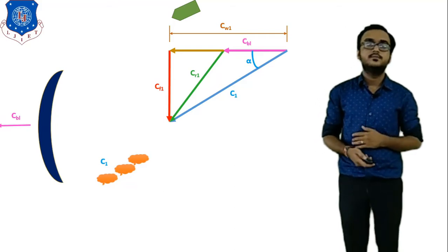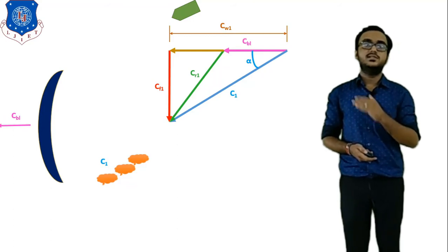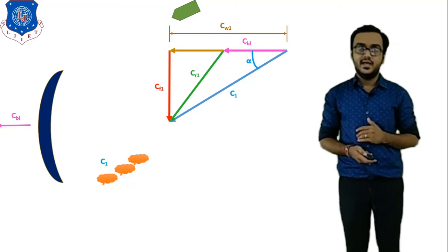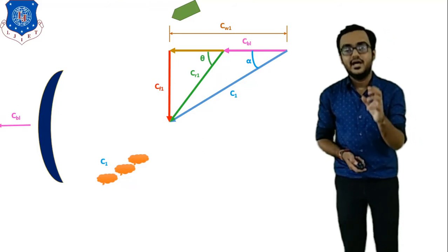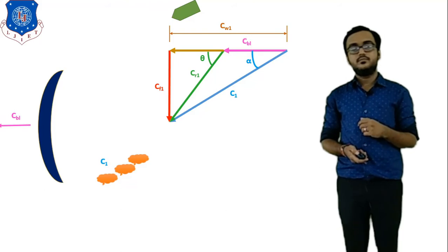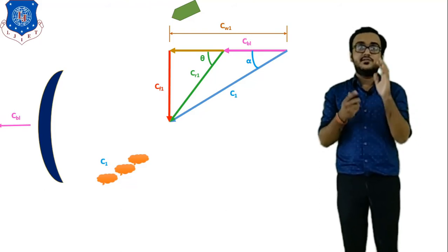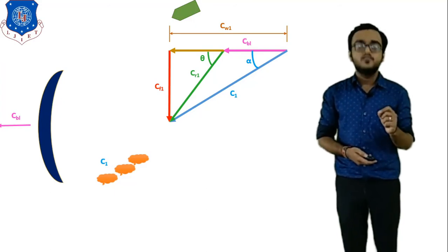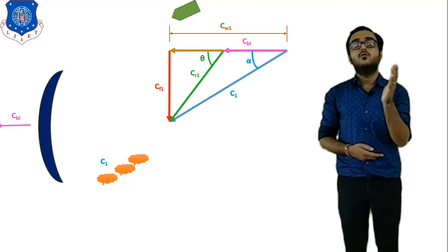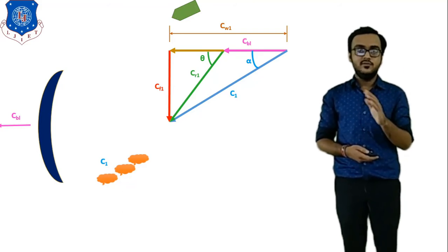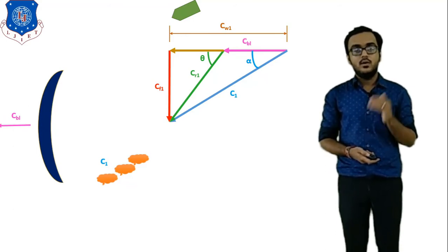Simple. Okay, now whatever angle is made by CR1 with the horizontal line is known as the blade angle at inlet, that is theta in our designation system. Because whenever the steam is passed over the blade surface, steam will strictly follow the blade contour. So whatever the angle of the blade at inlet, it must be followed by CR1. Okay, clear?